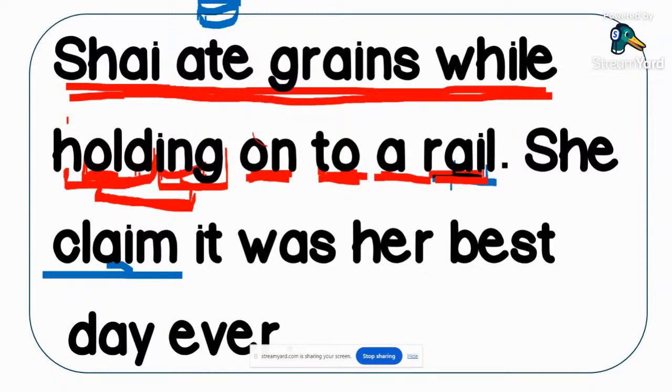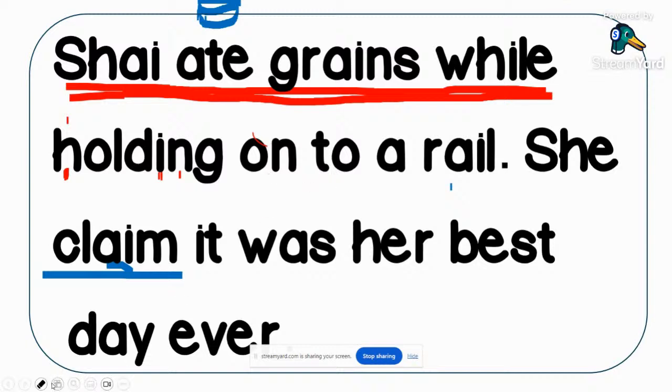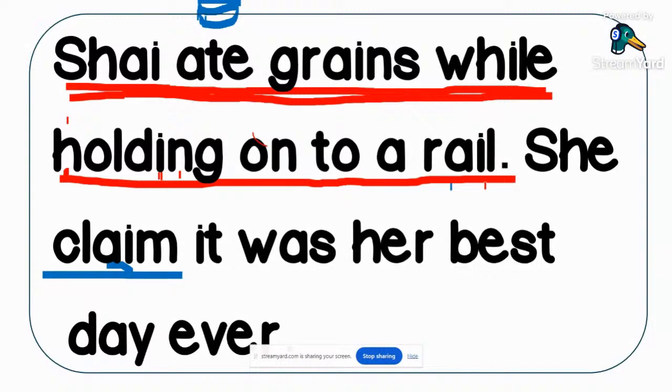R, ail. Rail. So let's practice to read that part. Let's see if you can read it. Holding on to a rail. Let's practice one more time. Holding on to a rail. Good job. Very good.